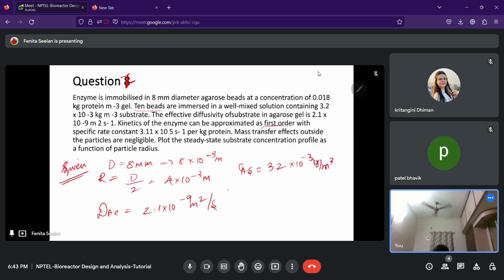So we have to calculate the volume per bead. How much is the volume? You can multiply it by 10 to get the volume for 10 beads.